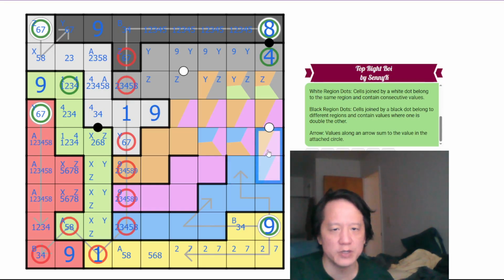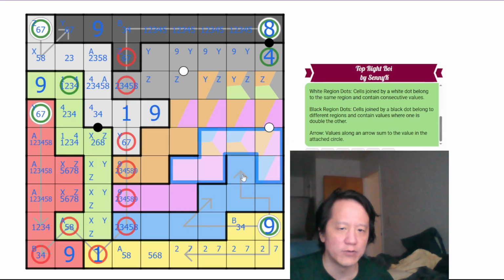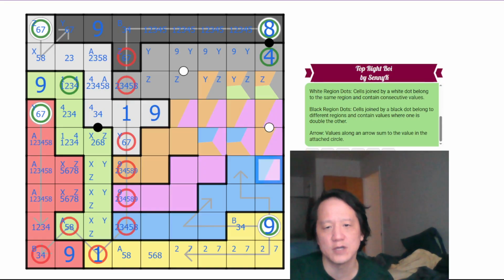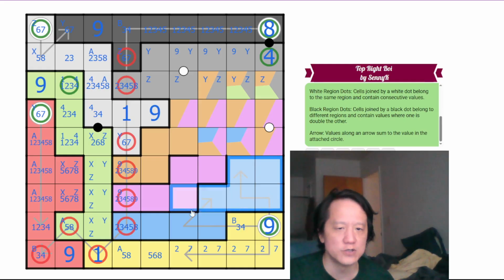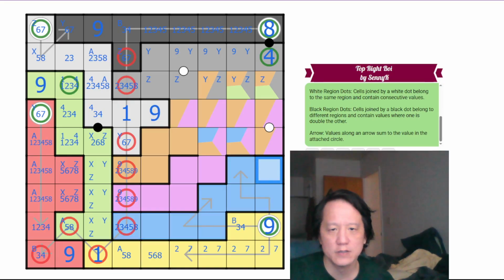We can't go pink that way because that would be too many cells. Or that would be not enough cells for blue and too many cells for pink. 6, 7, 8. 1, 2, 3, 4, 5, 6, 7, 8, 9, 10, 11 to get there. So this can't be pink. Therefore, this is all blue. Okay. And that's 1, 2, 3, 4, 5, 6, 7, 8, 9. This is top right boy here.